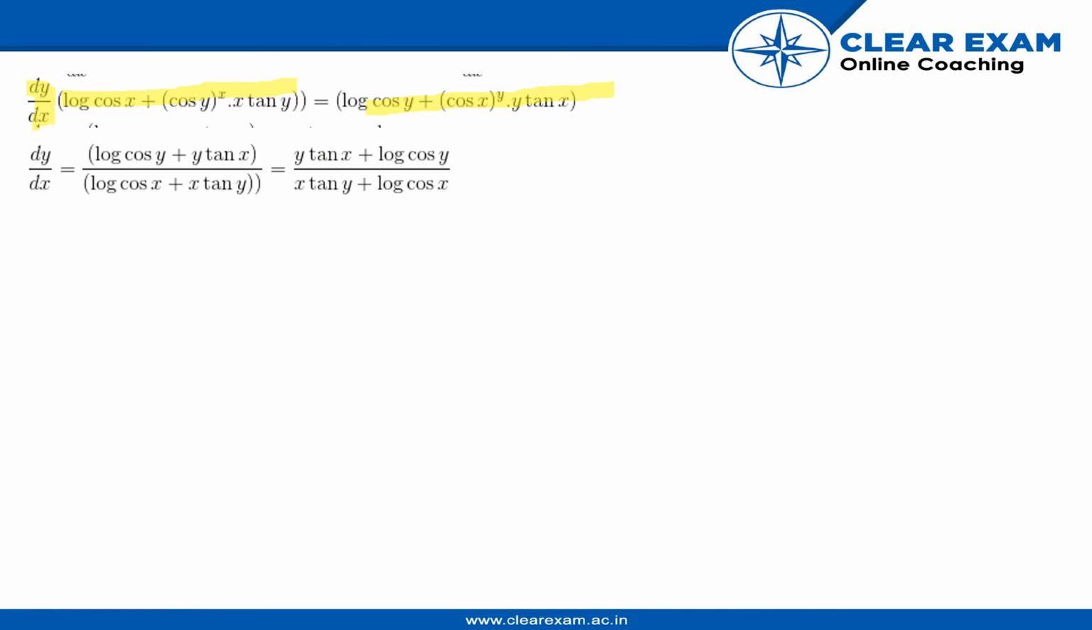collecting the similar terms, dy by dx on one side, we get dy by dx into this. Hence, dy by dx equals to log cos y plus y tan x upon log cos x plus x tan y, which is the final answer.